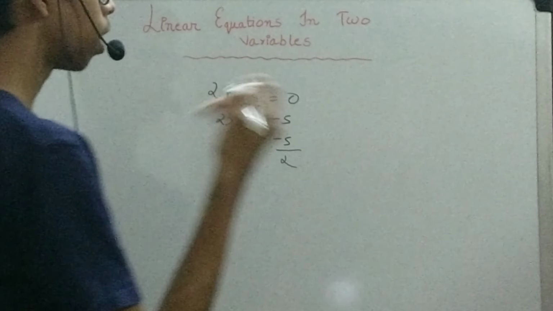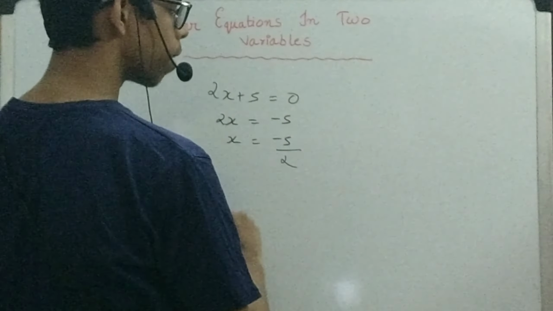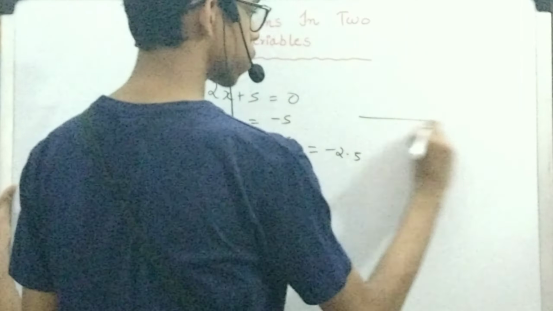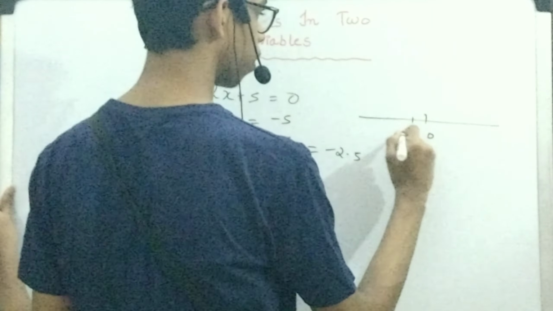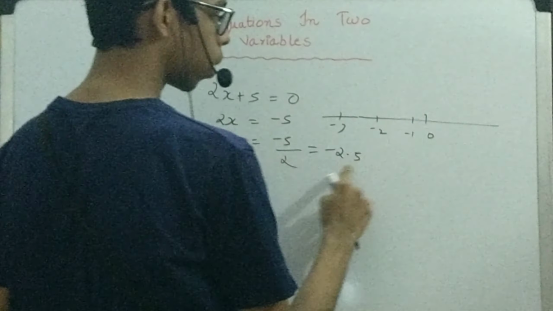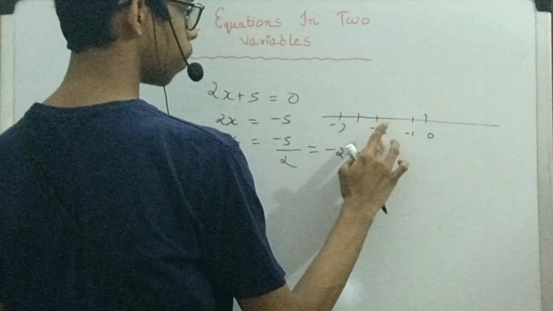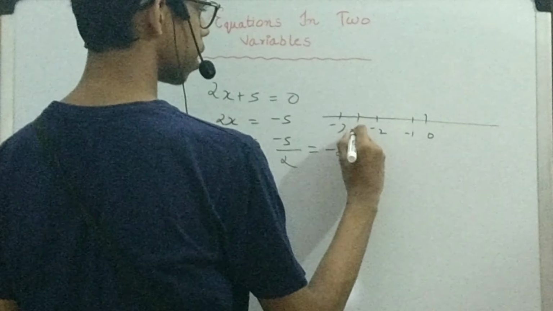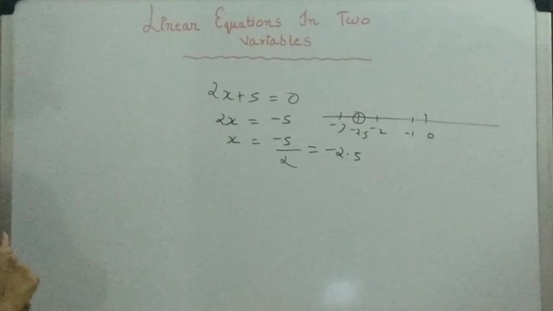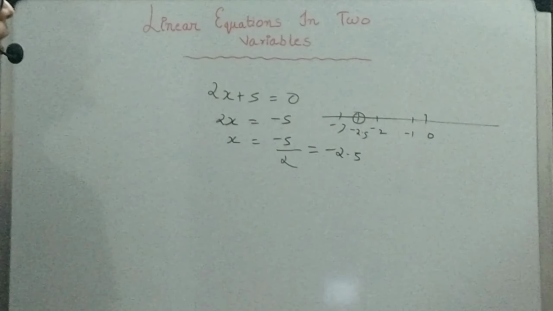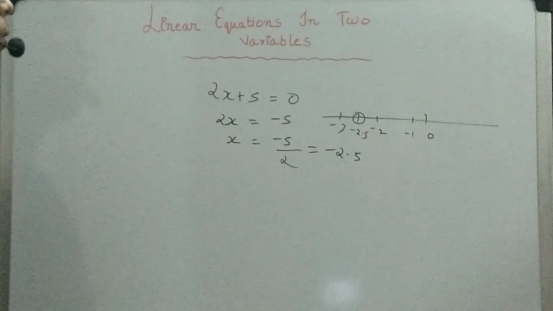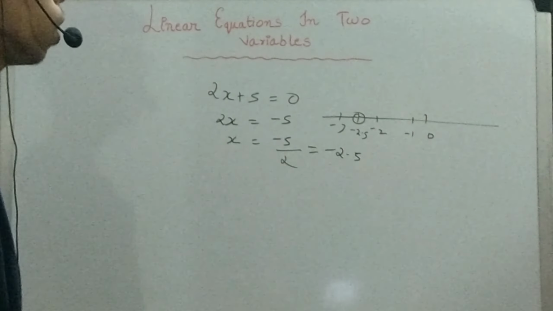And also if we are asked to plot minus 5 by 2 on a number line, we know minus 5 by 2 is minus 2.5. So if I draw a number line here, minus 1, minus 2, minus 3, minus 2.5 lies between minus 2 and minus 3, isn't it? So we also know how to plot the solution of a linear equation in one variable on a number line. All these things we have learned in a lower class.